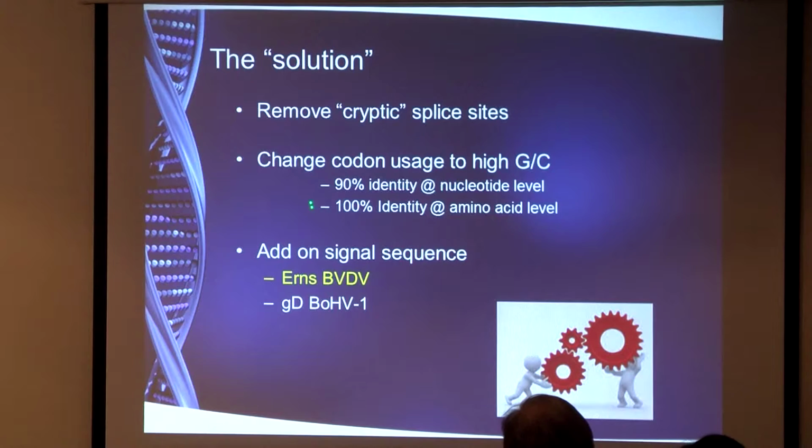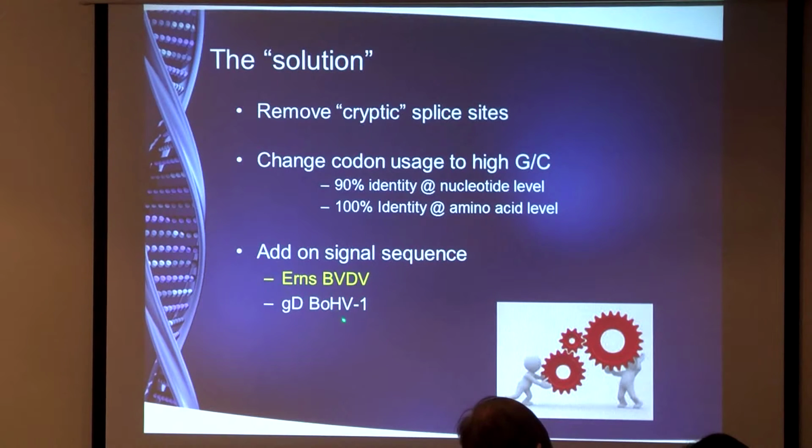So we removed the cryptic splice sites, and we changed the codon usage to make it more like a high GC virus. We wanted it to look more like a BHV gene because that was our vector. About 1 in 10 bases required changing. And we also had to add on a signal sequence because E2 is normally produced as a polyprotein, so there's only one signal sequence within the BVDV genome.